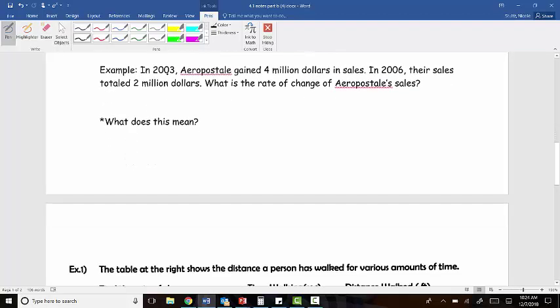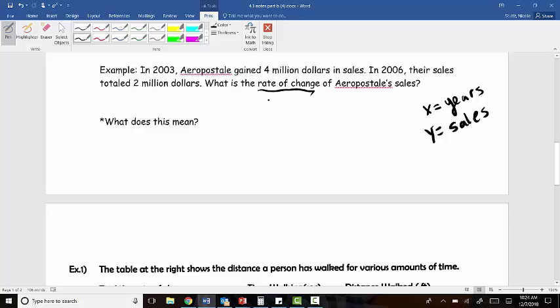So we have a scenario. It's 2003 and Aeropostale has $4 million in sales. And then in 2006, their sales went down to $2 million. Find the rate of change. So that means you're going to find the slope. So the way I would do this is I would first make note that X, your independent variable, is the time in years. And your dependent variable is your number of sales.